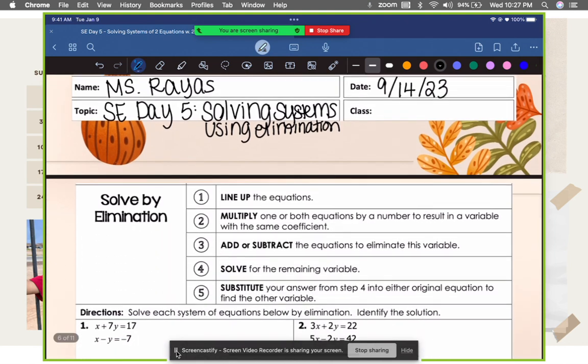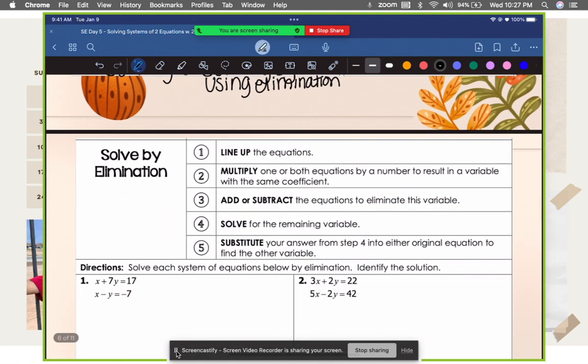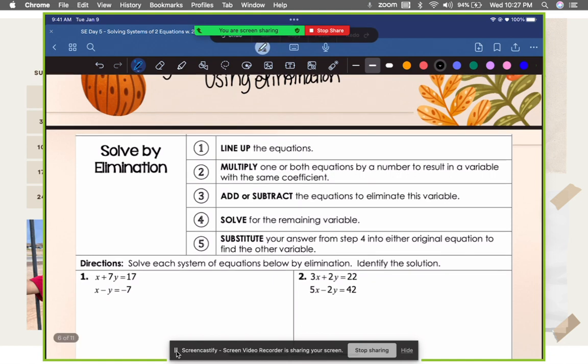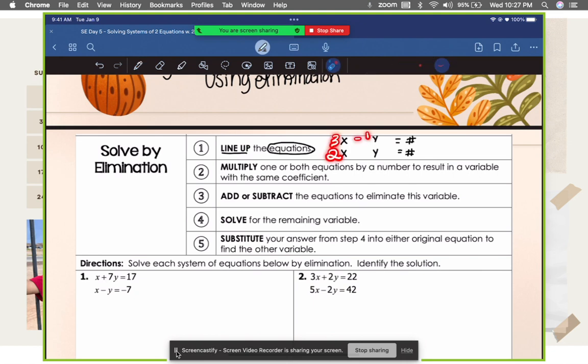Okay, we're gonna start with the steps of solving by elimination. Please make sure that you either use a highlighter or something else to underline, circle, that kind of thing. Starting with step 1, line up the equations. Okay, what that means is we want to put the x's on top of each other, so something like this, and the y's, and then the equal signs, and then the numbers. Okay, the coefficients, so whatever coefficients are in front don't matter as long as these are lined up.